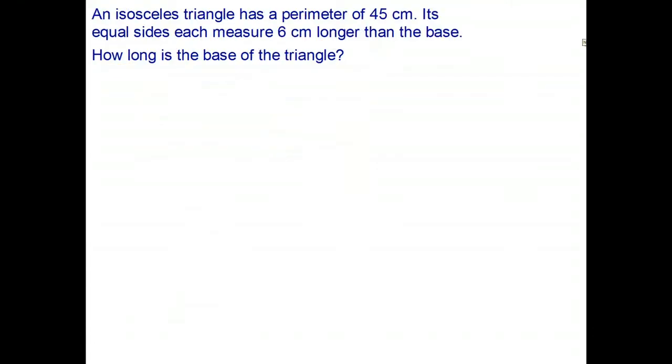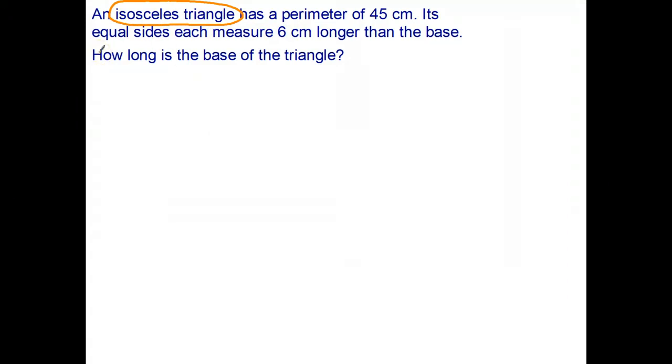Let's look at a slightly more mathematical question. An isosceles triangle has a perimeter of 45 centimeters. You have to remember that an isosceles triangle has two sides the same length and one side different. Its two equal sides each measure 6 centimeters longer than the base. How long is the base of the triangle?